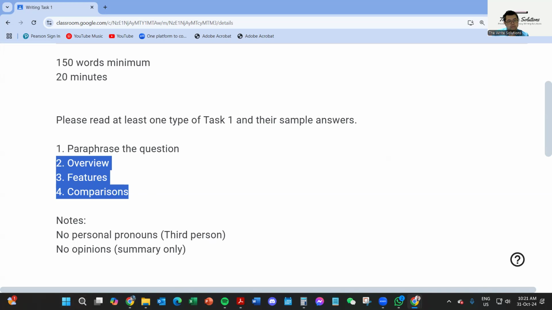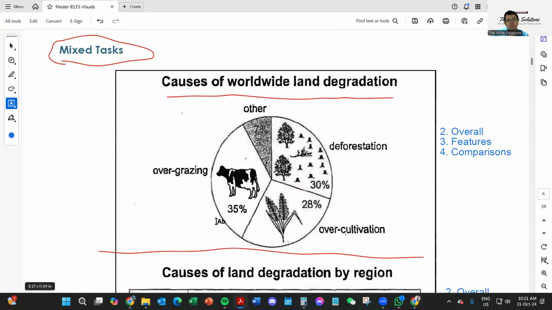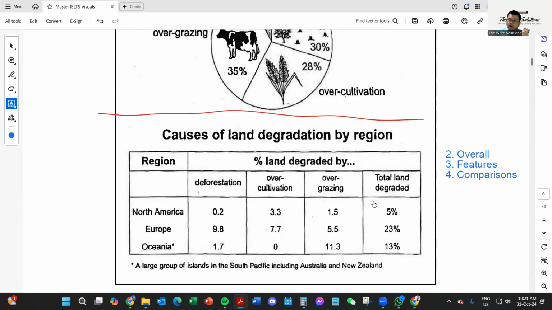Let me show you. So here, 1 paragraph would be paraphrase the question. Now, overview, features, comparisons over here for the 2nd paragraph. 3rd paragraph, overview, features, comparisons here.